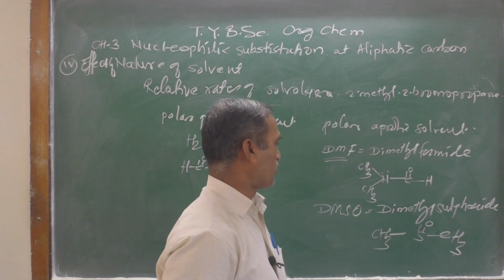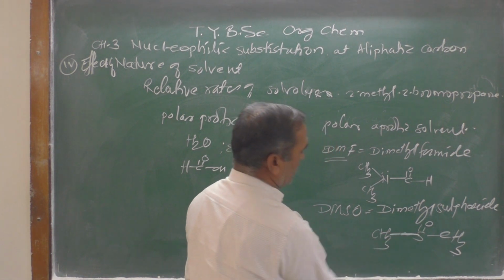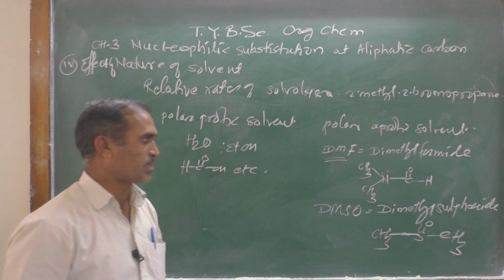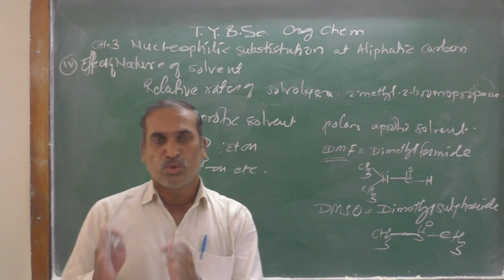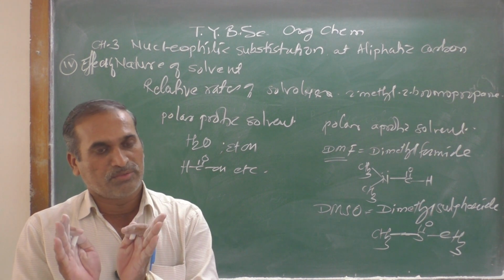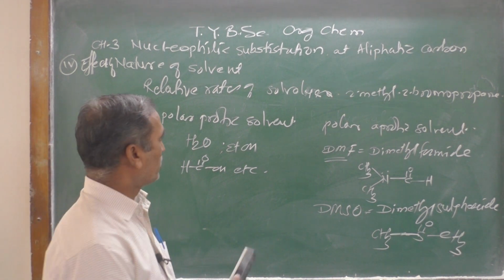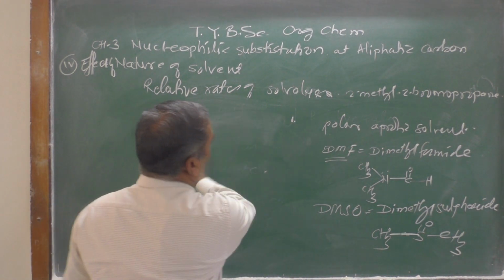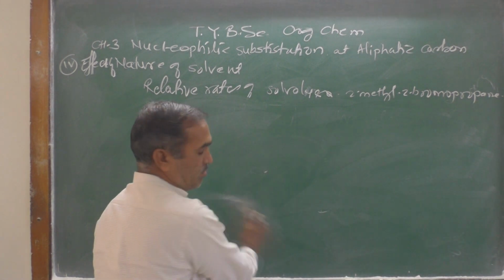So the sulfoxide group is there, and therefore this is the structure of dimethyl sulfoxide. These are aprotic polar solvents. There is no proton or hydrogen atom which is acidic there, and therefore they are called polar aprotic solvents. Now, polar protic solvent and polar aprotic solvent, we have just seen.